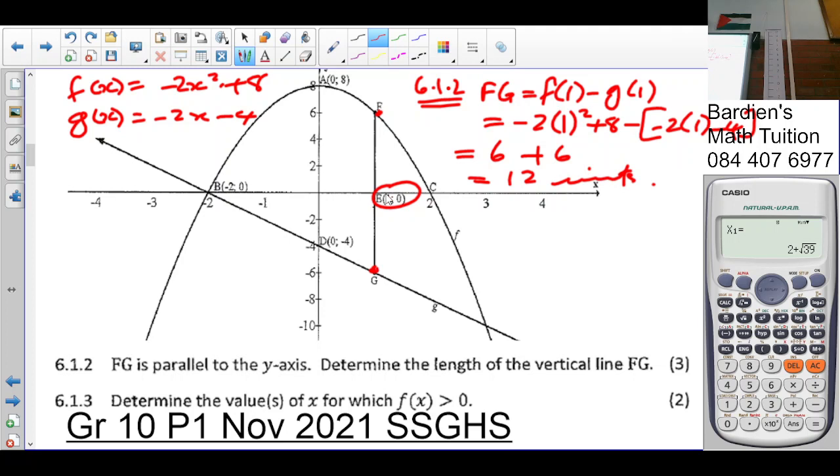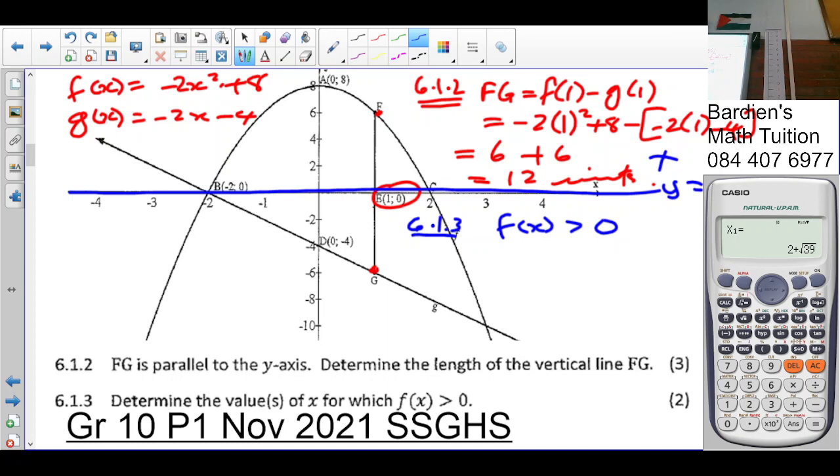6.1.3 says determine the values for x for which f of x is greater than 0. If you look at this line here, this is the y is equal to 0 line. Greater than 0 is above that line. The f of x graph is the parabola, so it is where the parabola is above that line. So it's from this point to that point. Do you see that? Is it a continuous solution or a broken solution? Continuous, so we write it together. So x is greater than negative 2 but less than 2.